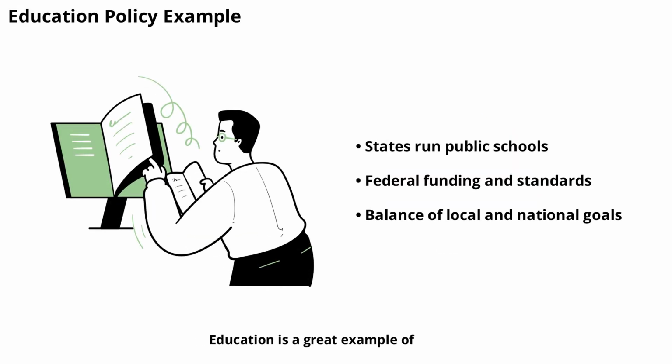Education is a great example of how state and federal offices interact. States are primarily responsible for running public schools, setting curriculum, and funding local districts. However, the federal government provides additional funding and sets certain standards, such as those in the Every Student Succeeds Act. This partnership allows for local control while ensuring all students have access to quality education. Let's move on to another example.